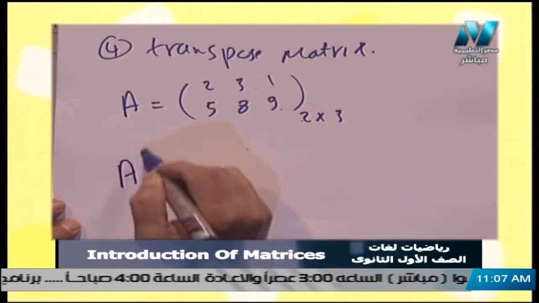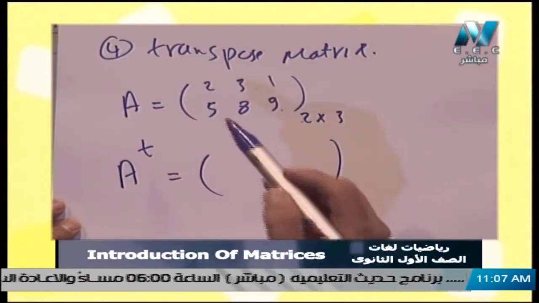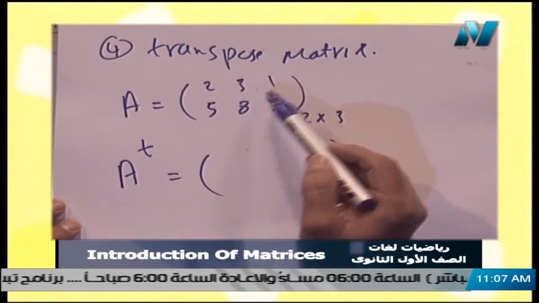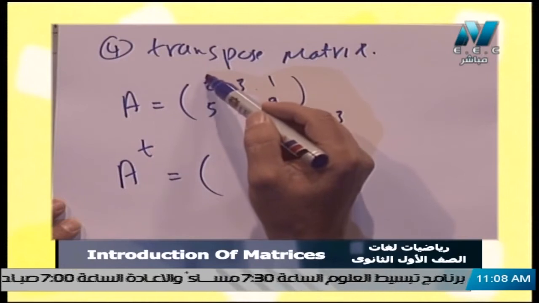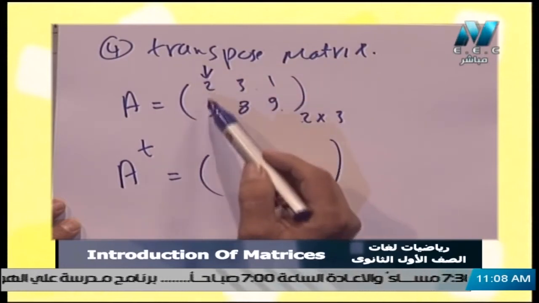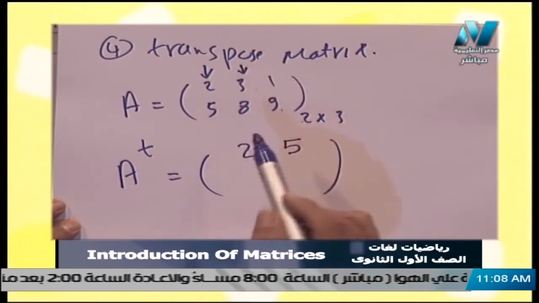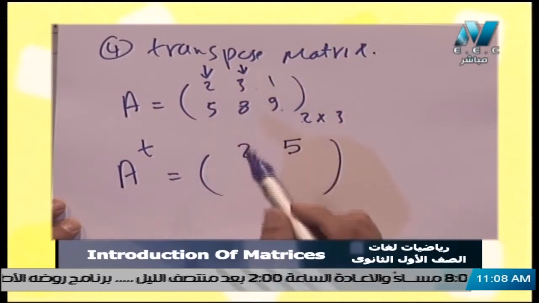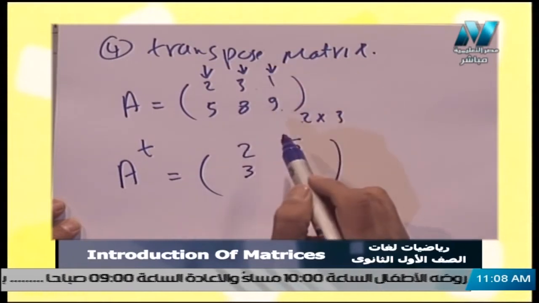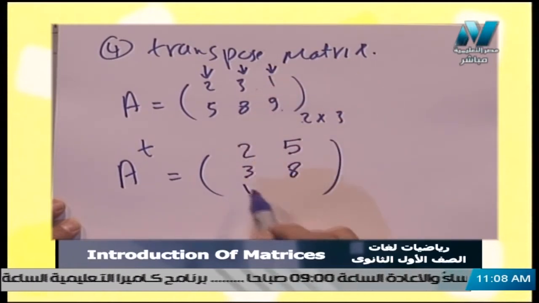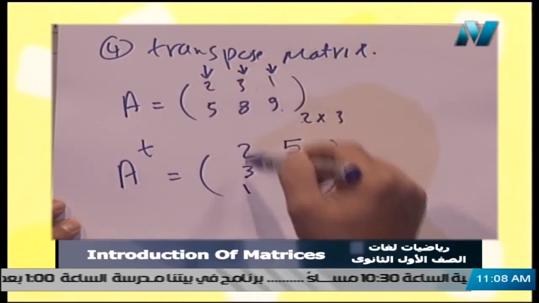We call A^T or A transpose of this matrix when we put its rows as columns or its columns as rows. So this first column here, 2 and 5, we write it as a row. And this second column, we write it as the second row. This third column, we write it as the third row.